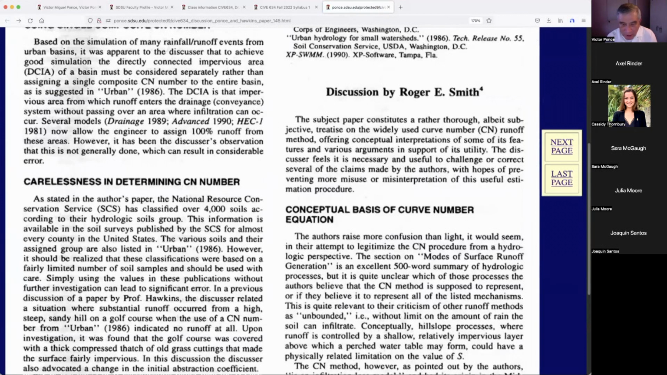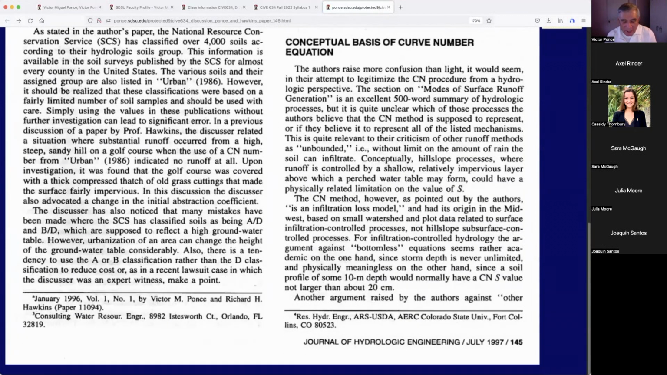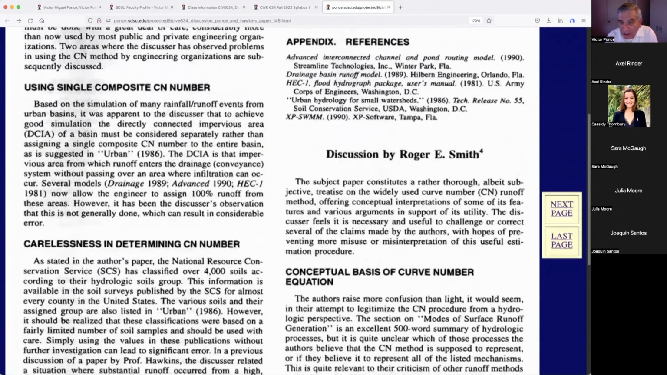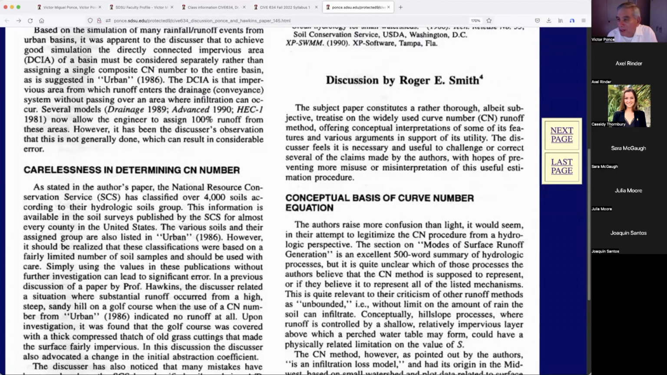Who is Roger Smith? It says there: research hydraulic engineer. I'm smiling here because I'm going to tell you an interesting and fascinating story. Research hydraulic engineer, ARS USDA, Colorado State University, Fort Collins. This was done in the year 1996. I met, if you could call it meeting, the experience I had with Roger Smith. I honestly don't know where he is right now. I tried to look him up, but Roger Smith is a very common name.